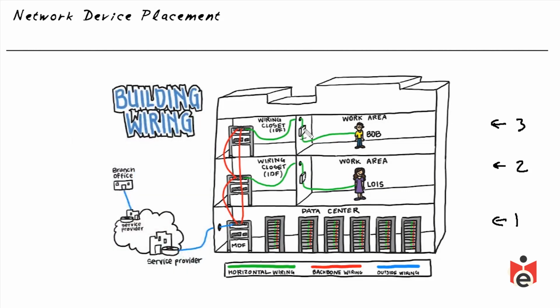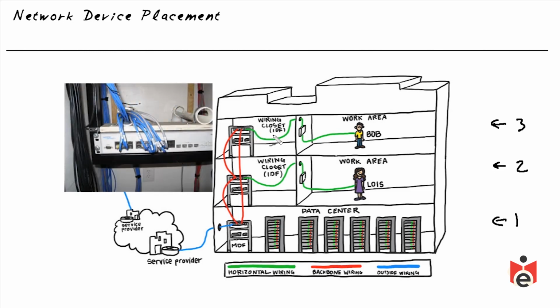And then from the jack, there's a horizontal run that usually goes in some area that we can't see, very likely a ceiling area, or possibly just beneath the floor. And that goes over to the wiring closet on that floor. That's also sometimes referred to as an IDF, an intermediate distribution frame, a term from the telephony days, when most of our cabling was basically telephone connections. And that horizontal run connects to a layer 2 switch in the wiring closet. And the same thing for Lois on the second floor.